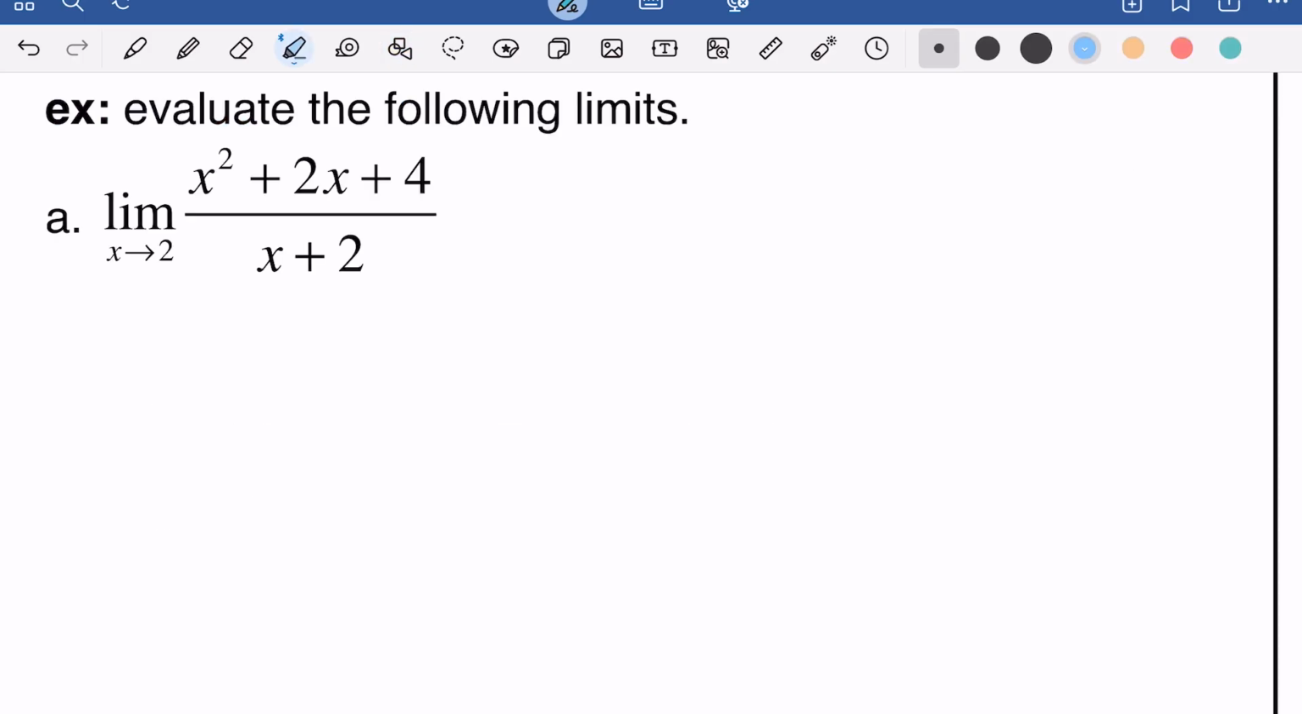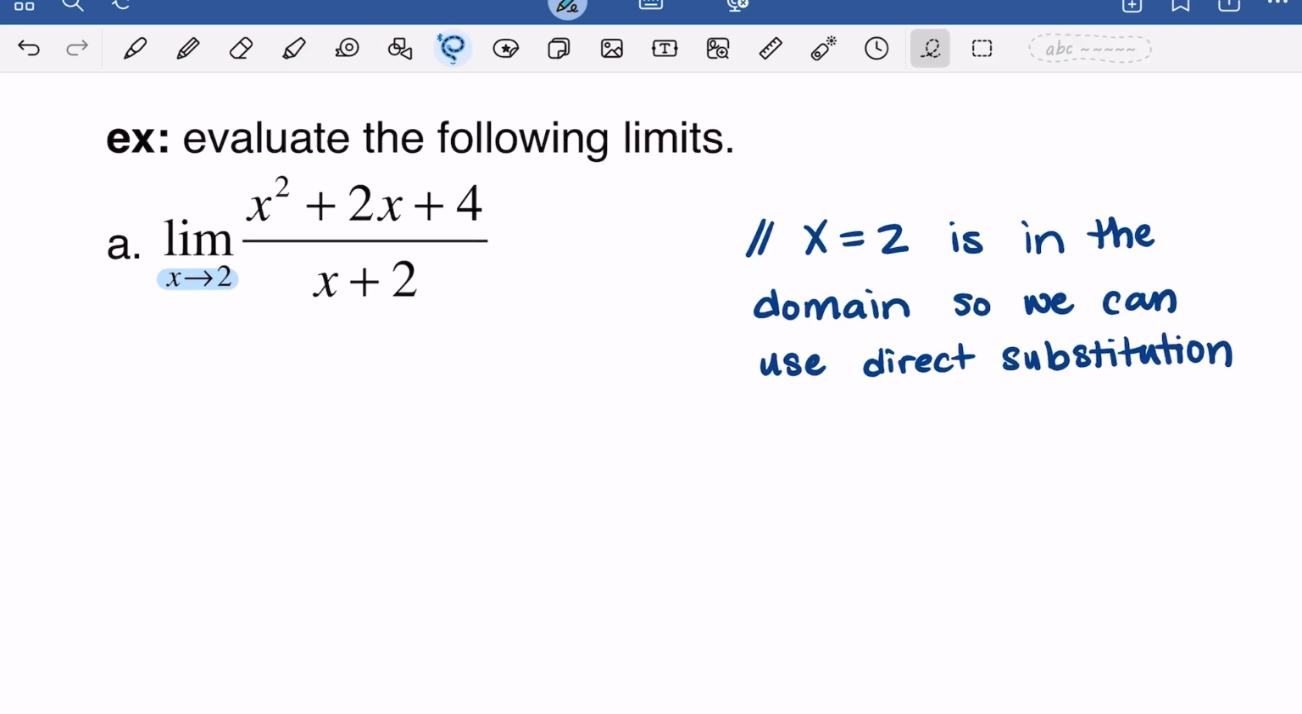To check to see if we can use direct substitution, we begin by looking at what the limit is approaching. This limit is approaching 2. So our question is, is 2 in the domain of our function? Our excluded value of this function would be negative 2, but since the limit is approaching positive 2, 2 is in the domain of the function. Since 2 is in the domain of the function, we can use direct substitution.